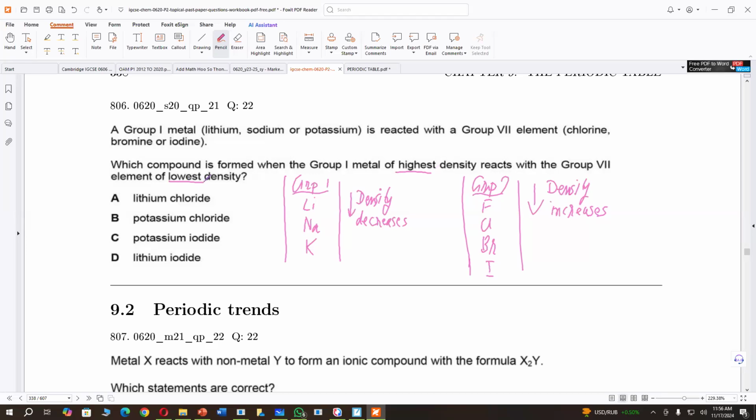So in group 1, what element are you selecting? I will select lithium. Group 1 metal of highest density reacts with a group 7 element of lowest density.